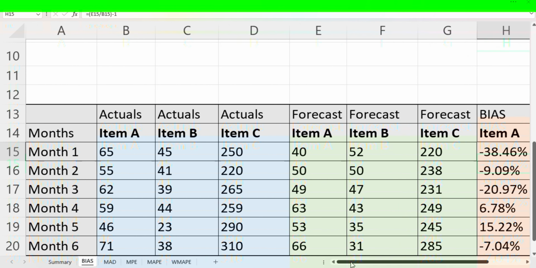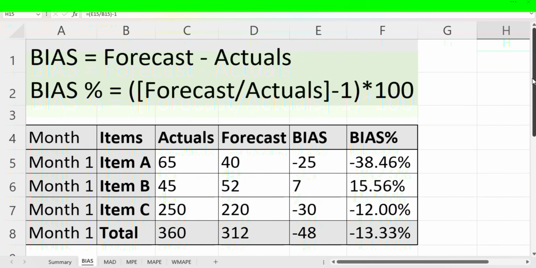So what's the problem with bias? Let's talk about it. The problem with bias is it's not a pure forecast accuracy metric. It just tells how the forecast is deviating from actuals, either in the right direction or in the left direction.